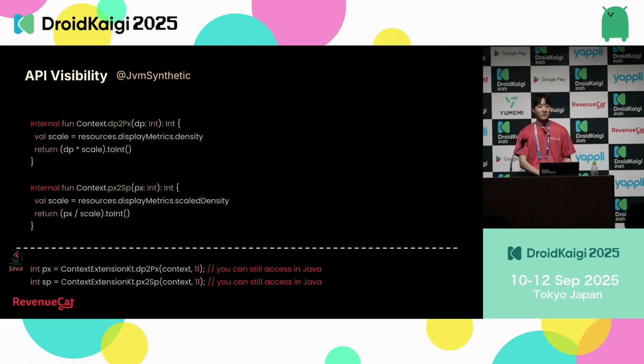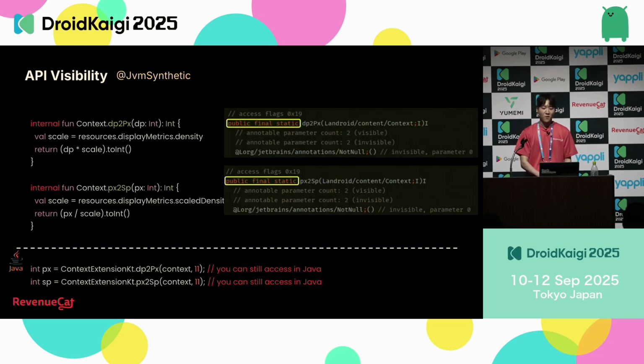However, there's a problem. Even if you mark an extension function as internal, it can still be accessed from the Java side. The reason is that when you decompile internal functions and extension functions, they will be turned into a public final static method in Java bytecode. So Java can still access it.